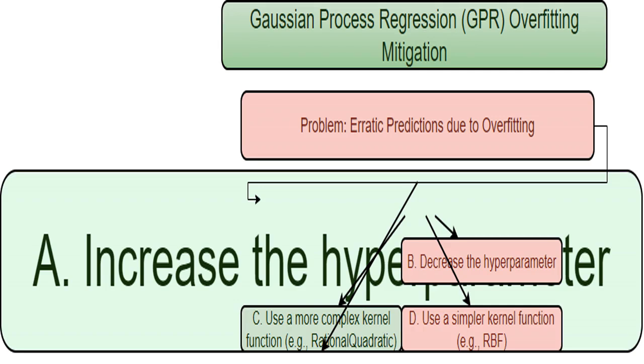This is incorrect. Using a more complex kernel like the rational quadratic kernel will increase the model's complexity. This can model more intricate patterns, but it also increases the risk of overfitting. More complexity equals more sensitivity to noise.